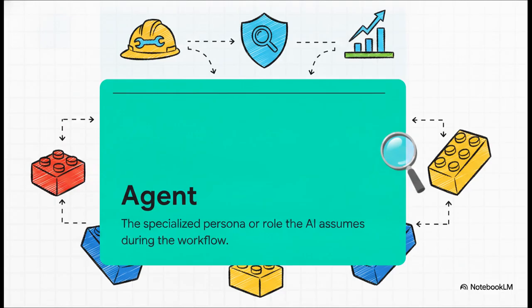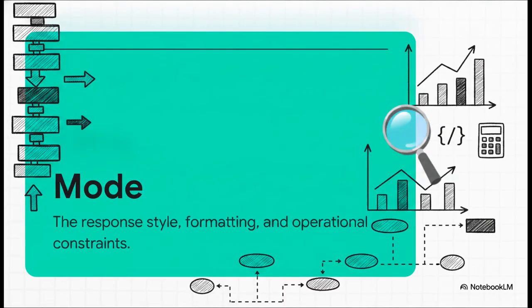By just swapping out this one block, you completely dictate whether Claude acts as, say, a strict front-end developer, a meticulous security reviewer, or even a high-level business analyst. You're basically giving the AI a very specific hat to wear. Okay, the next Lego block is the mode. Now, while the agent dictates who the AI is, the mode dictates exactly how it should respond. This is the block that changes the response style, the formatting, and any operational constraints.